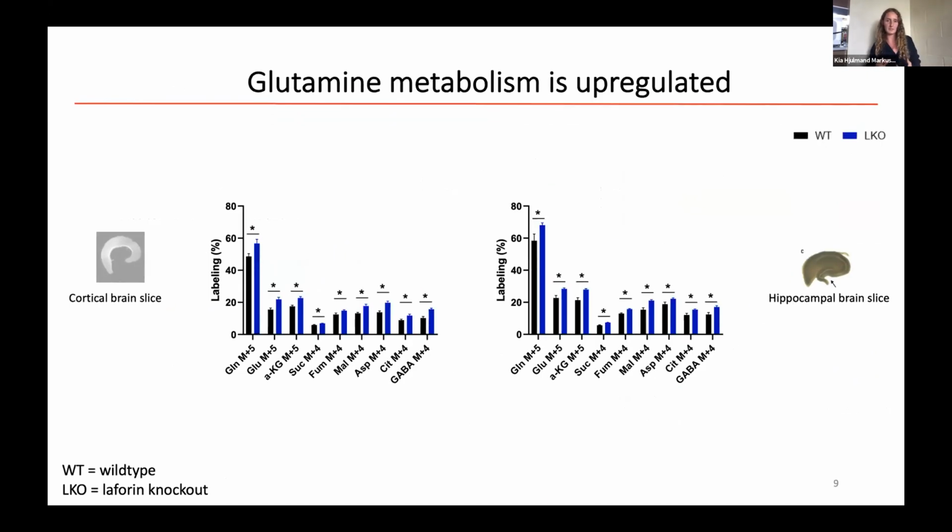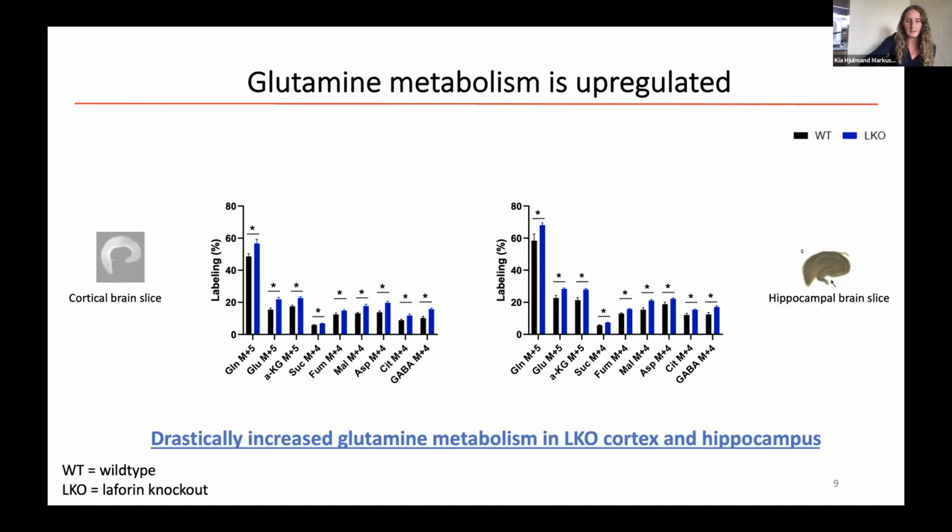Then we looked at the glutamine metabolism. Here we see glutamine is primarily metabolized in the neuronal compartment, and we observed a drastic increase in glutamine metabolism in both brain regions. Glutamate is primarily metabolized in astrocytes, and glutamine is primarily metabolized in the neurons.